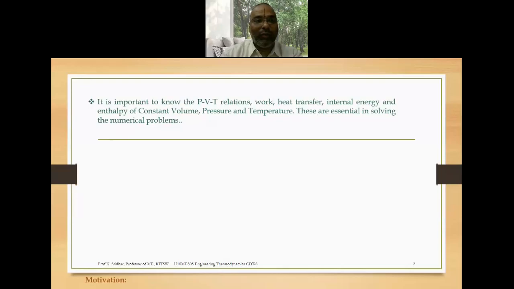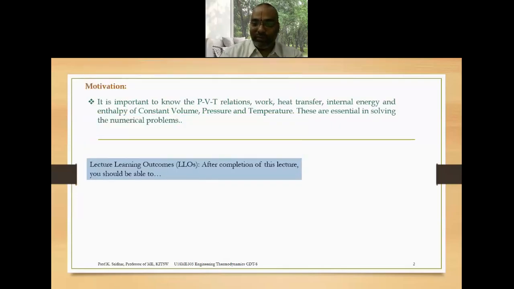So the same thing I have listed here. Why do we have to study all these different processes? It is important to know the PVT relations and work transfer, heat transfer, internal energy, and enthalpy of constant volume, constant pressure, and constant temperature processes. These are very essential in solving numerical problems in engineering thermodynamics.